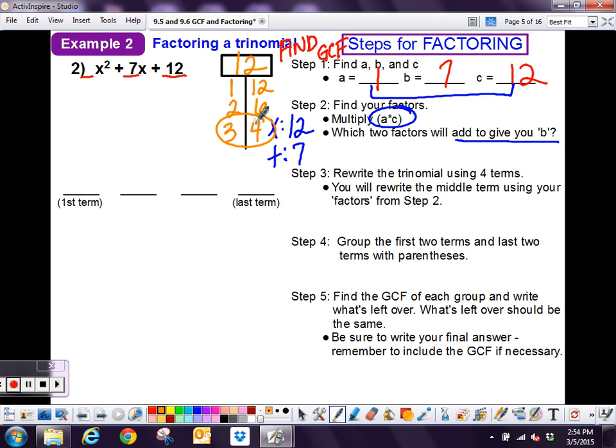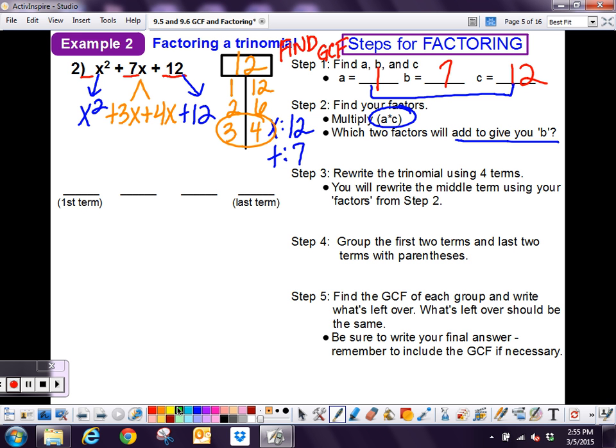So what we're going to do is break apart this middle term of 7x. We're trying to figure out how that 7x was formed. It was formed from a positive 3x and a positive 4x. It does not matter what order you put those in, but let's all put them in the same order, that way it's the same. So 3x plus 4x. And then you're going to bring down that x squared, and you're going to bring down the 12. So notice, all we have done here is taken apart that middle term. Everything else stayed the same.